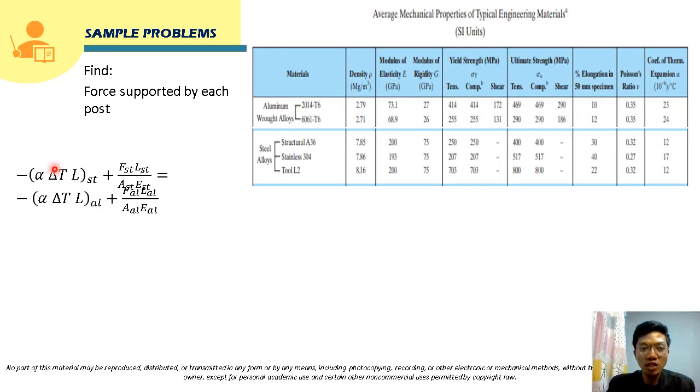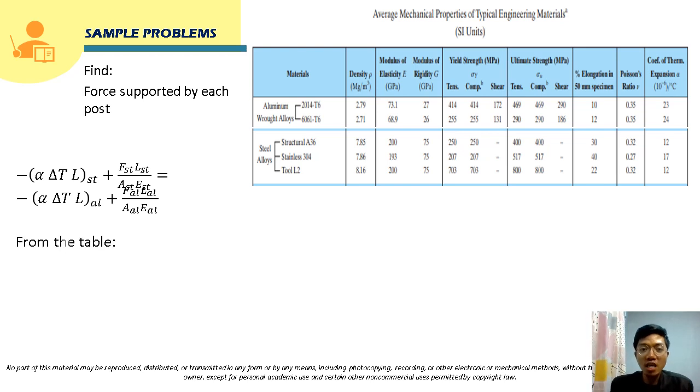From this equation, we are now going to substitute the given in the problem. But in this case, class, the alpha, or the coefficient of thermal expansion, and the modulus of elasticity for steel and the aluminum are not given in the problem, right? But the type of steel and the type of aluminum were indicated in the problem. For steel, the type is 836, so we can see the values of alpha and modulus of elasticity of 836 steel from the table.